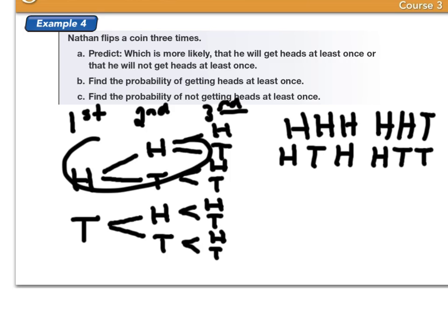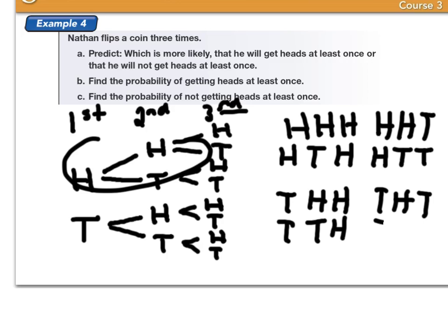All of those in there. Okay, sorry, you don't need to circle that. That was an accident. I meant to use my laser here. All of these. Okay, in the same way, I can start with tails and then get heads and then heads. I can start with tails and then get heads and then tails. I can start with tails and get tails and then heads. So tails, tails, heads. Or I can get tails, tails, tails.